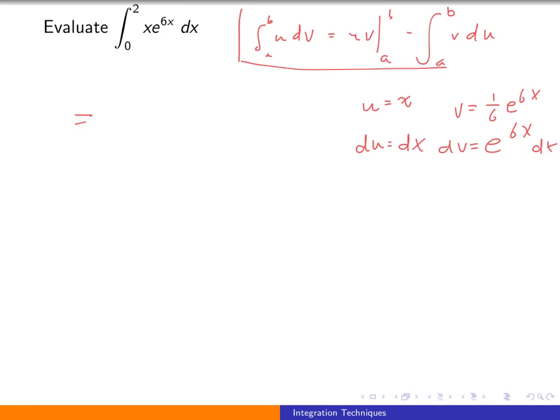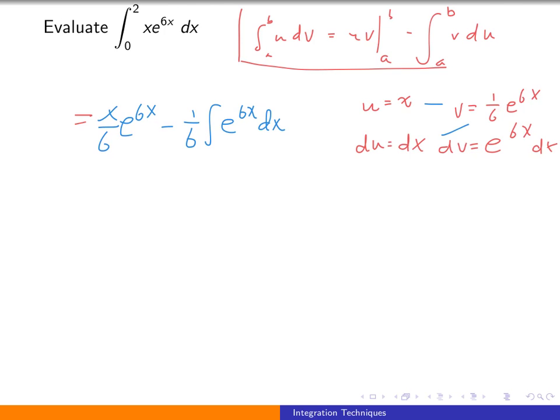So putting this together, integration by parts gives us uv, so that would be x over 6 e to the 6x, and then we subtract away the integral of v du. So 1/6 is going to be a constant that we can pull out front of the integral, and we're going to be left with the antiderivative of e to the 6x dx.